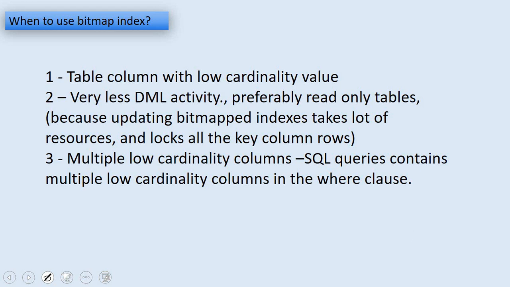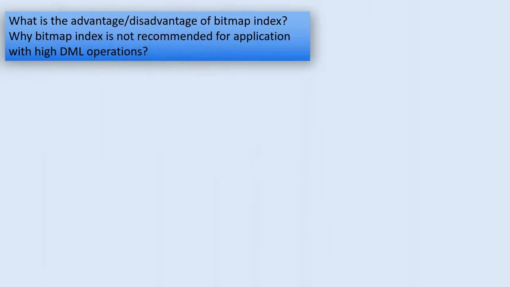The second reason is the table should have very, very less DML activity. Okay, because there are some drawbacks with respect to DML activity which we will see with an example a bit later. The third reason is multiple low cardinality columns are used in the where conditions. So in that case, Oracle performs a bitmap join scan to get the list of row IDs, then it will do the scan operation. Now we'll see what are the advantages and disadvantages of bitmap index.